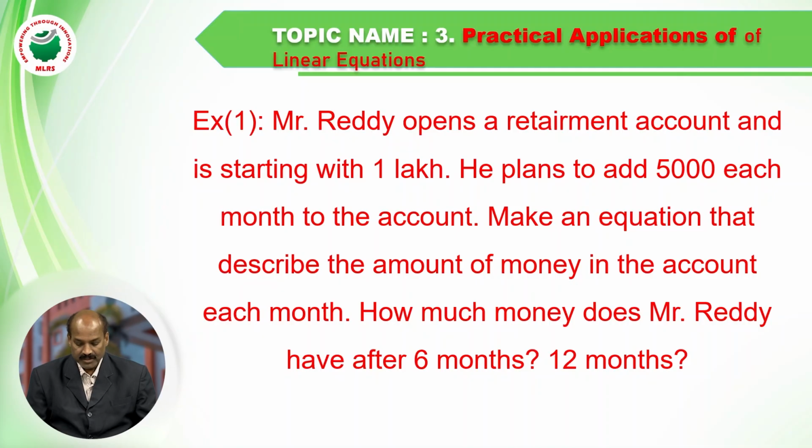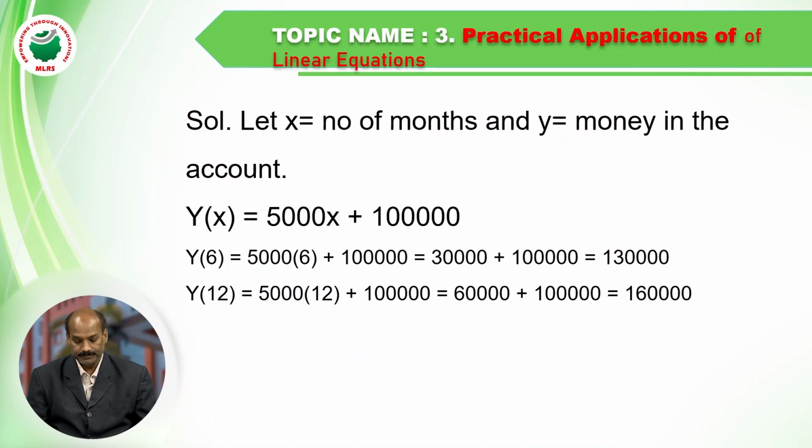For that we have to understand the given problem. So I will read the problem again. Mr. Reddy opens a retirement account and is starting with 1 lakh. He plans to add 5,000 each month to the account. Make an equation that describes the amount of money in the account each month. How much money does Mr. Reddy have after 6 months and after 12 months? So this is the problem.